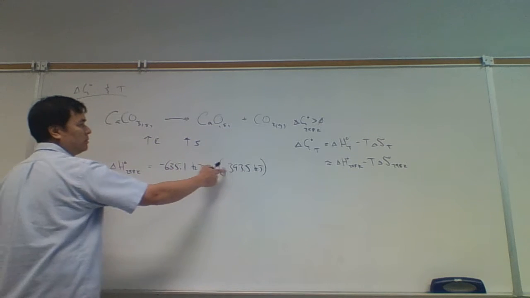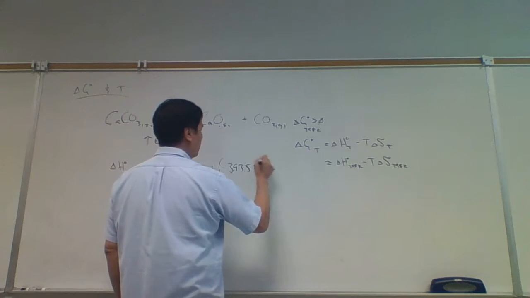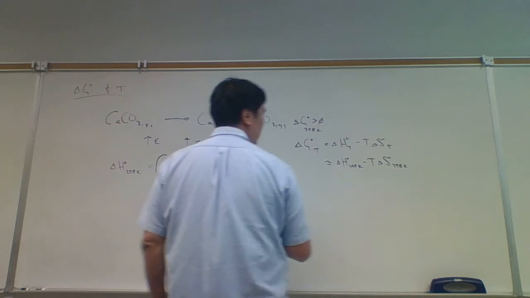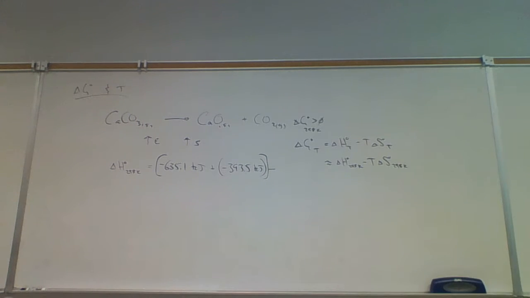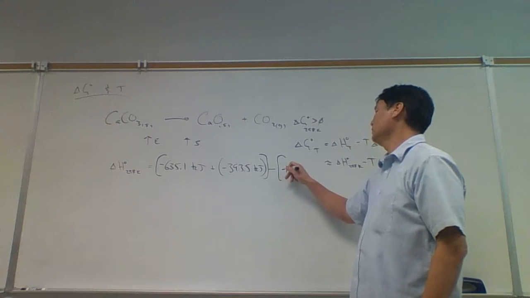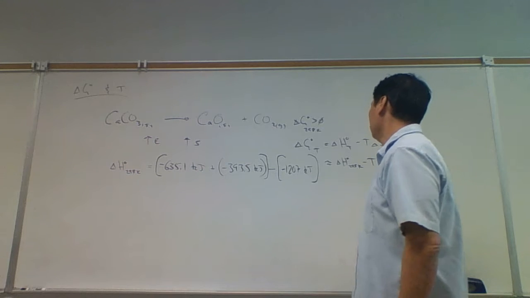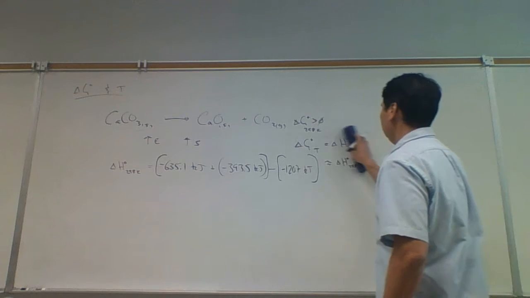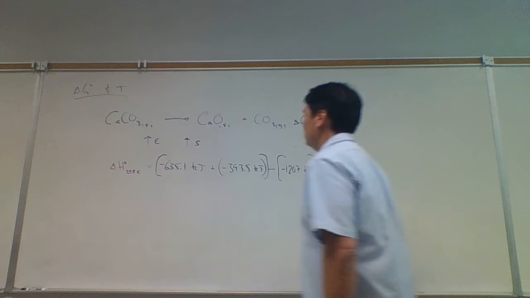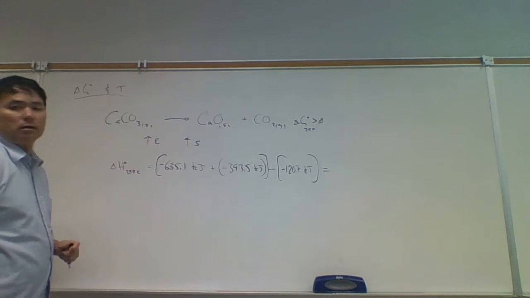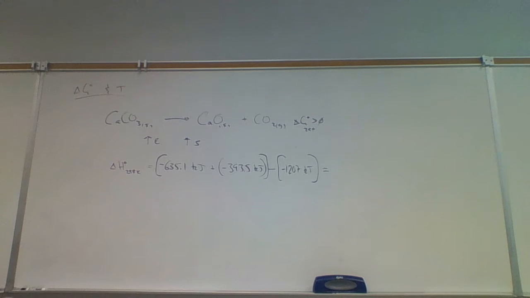And so this is the sum of the products minus the sum of the reactants. So let's figure out the reactants. Well, there's only one reactant. It's calcium carbonate. If we go to calcium carbonate at the top, it's minus 1207 kilojoules per mole. We only have 1 mole, so it's going to be kilojoules here. All right, so let me erase this here. And so what does that come out to? Go ahead and calculate that.